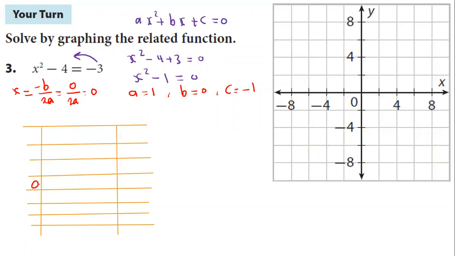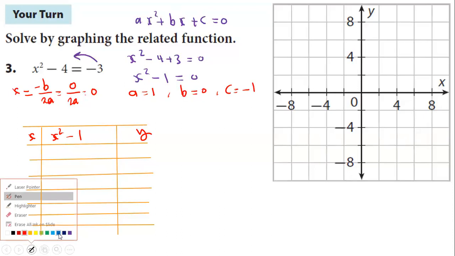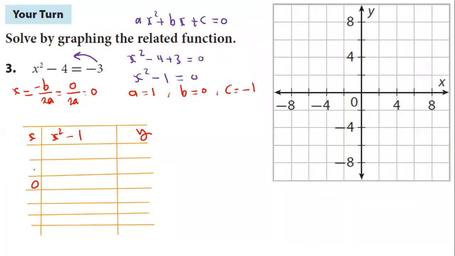I will put 0 here, and I will get the value of its y. So this is the value of x, okay? And we have to write the rule here, x squared minus 1, and we have to get y. Choose values of x: 0, choose less than it, negative 1 and negative 2. More than 0, 1 and 2. Replace x with negative 2, negative 1, and 0.